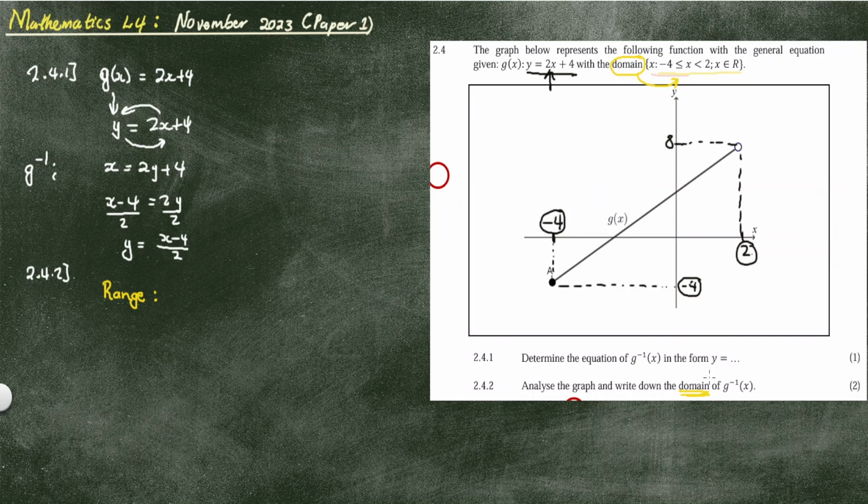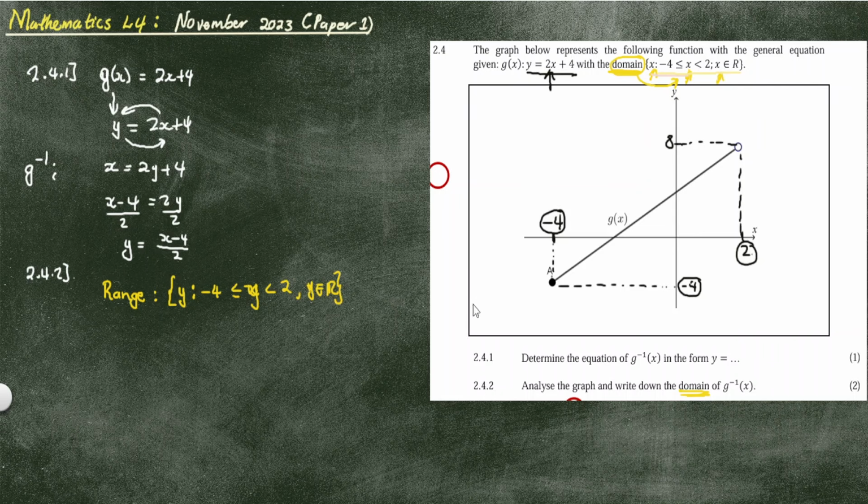Now the range for the inverse function would be, we take this domain and just replace x with y. So the range for the inverse function is going to be y, minus 4 less than or equal to y less than 8, where y is an element of real numbers. So this is the range of the inverse function.